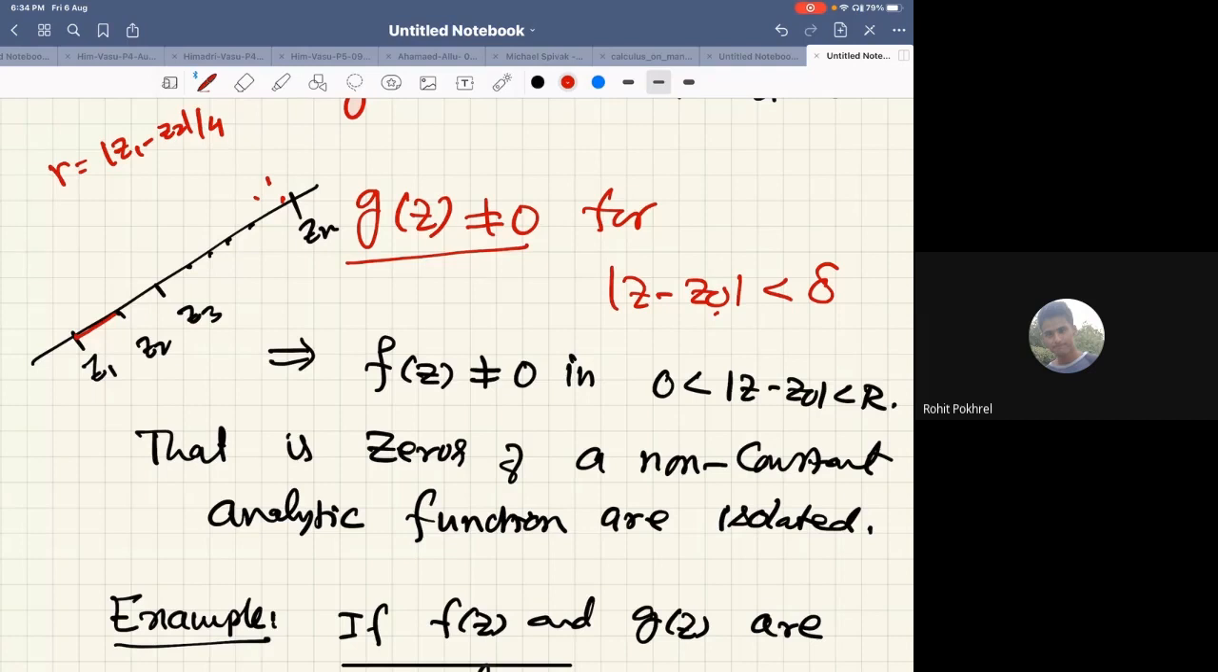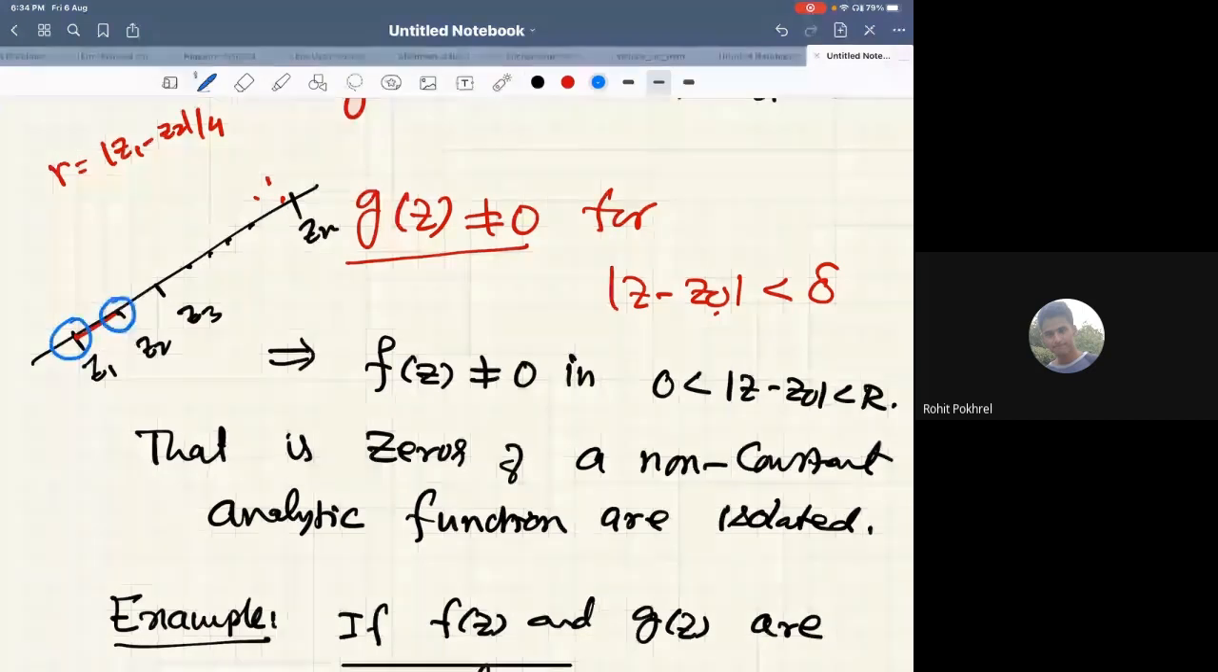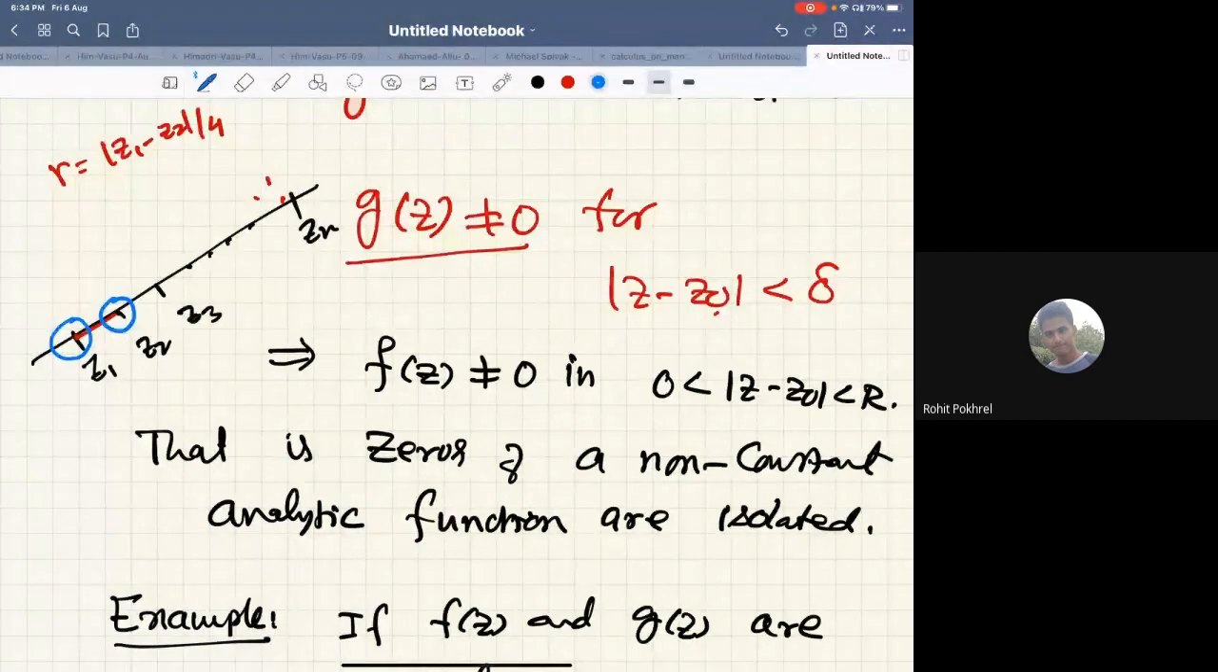That means I can find a neighborhood of this z1 and a neighborhood of z2 which do not intersect. Sir, f of z naught is 0, but g of z naught is not 0. That is the problem, sir. I understand now. Okay, thank you, sir.